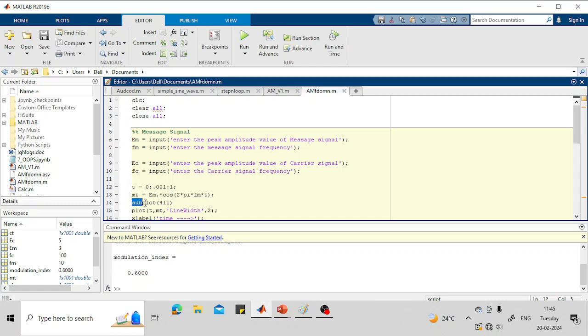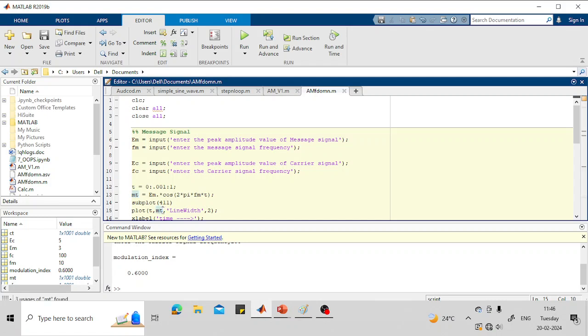Later on we are taking a subplot having four rows. The first subplot will be plotted for the message signal. You can observe here, plot t comma m(t). So the message signal will be plotted in subplot 1. Here line width is considered to make the waveform easily observed. For that, line width is mentioned. If you don't wish to use this, you can remove it here.